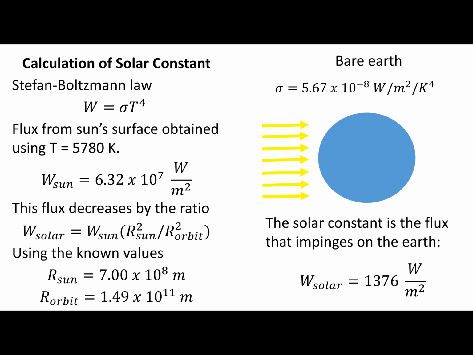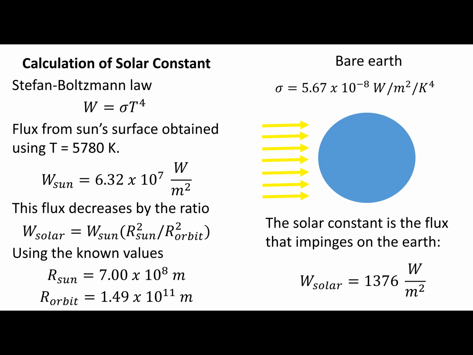In the field of solar energy conversion, the name for the Sun's radiant flux that reaches the Earth is the solar constant. To calculate the solar constant, we begin by using the known temperature of the Sun, 5,780 Kelvin, the radius of the Sun, which is 700,000 kilometers, and the radius of the Earth's orbit about the Sun, which is 150 million kilometers. The Sun's radius and Earth's orbital radius are 7 times 10^8 and 1.5 times 10^11 meters, respectively.